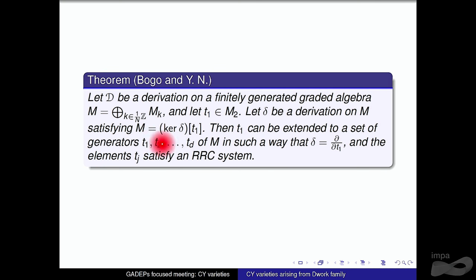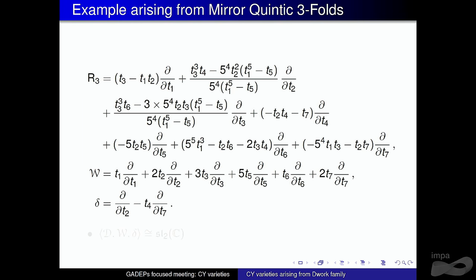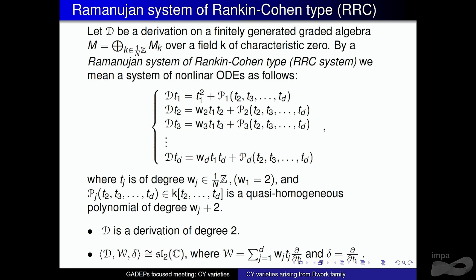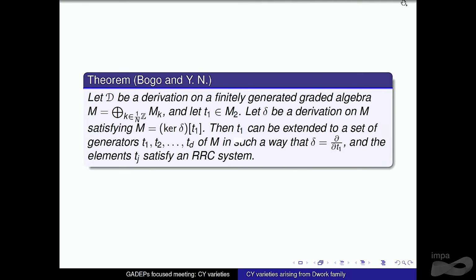Then we can extend T1 to a set of generators such that we can have such a system for all the generators. Let's say we can have an RRC system.